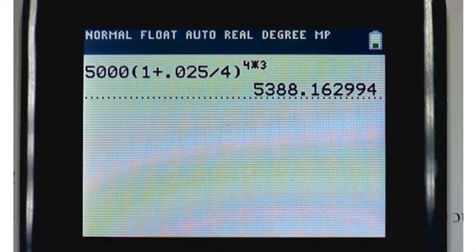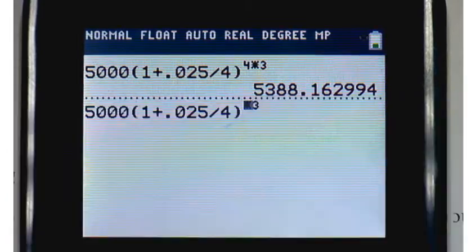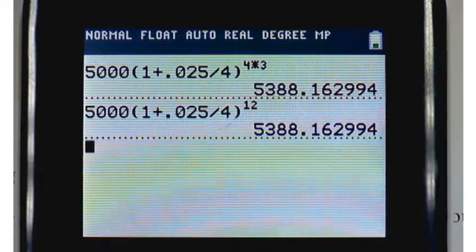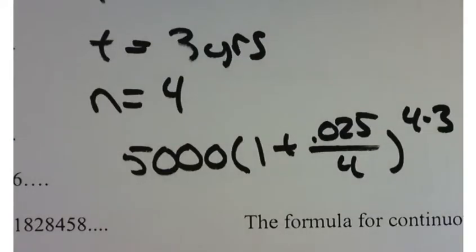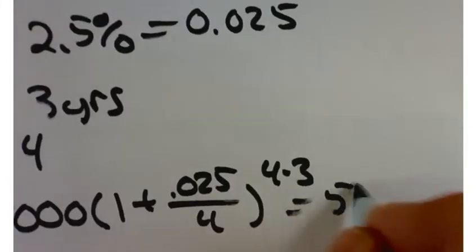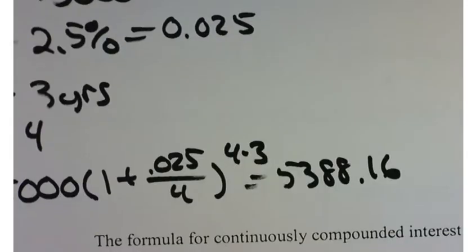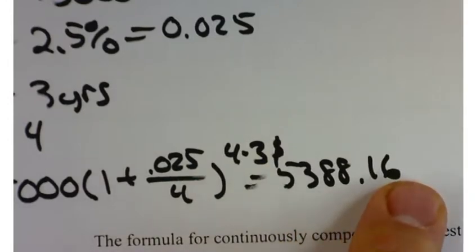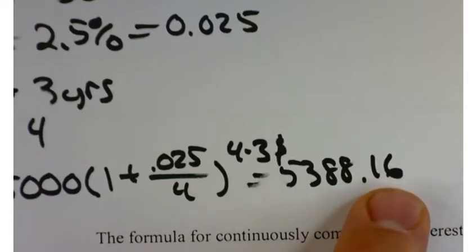Or if you have an old TI-83, I'd suggest that what you do here is that in the exponent, you do the multiplication first and just raise it to the 12th power. Either way, you should get 5,388.16. Now, why did I stop it here? If you're talking about dollars and cents, that's where cents stops. That's where our units of currency stop, is the penny. So you're going to round your answers with interest down to the nearest penny.